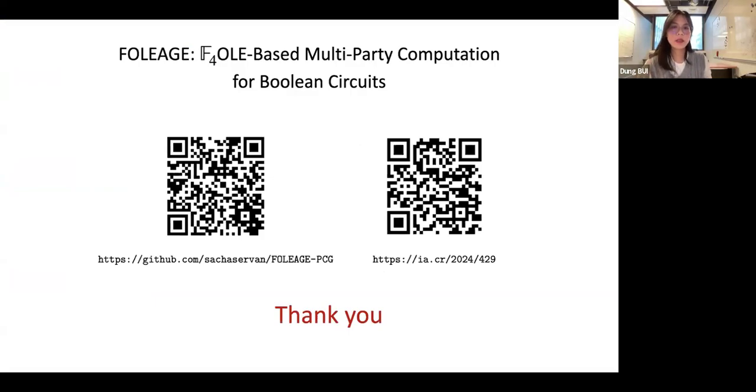So the FOLEAGE work gives MPC over Boolean circuits using the correlation. We have the paper online together with the concrete implementation for that.